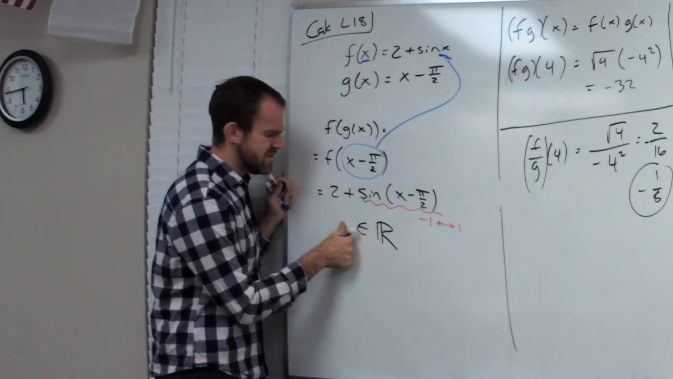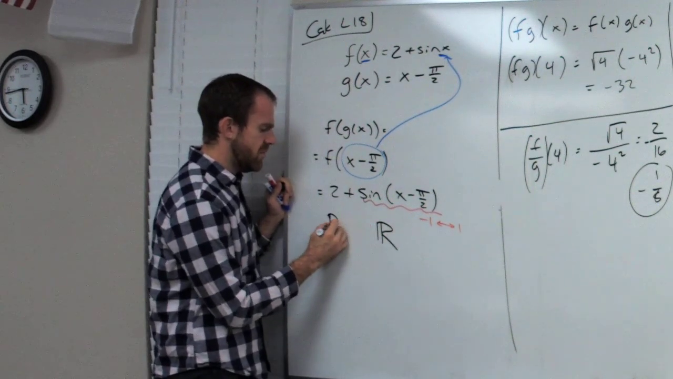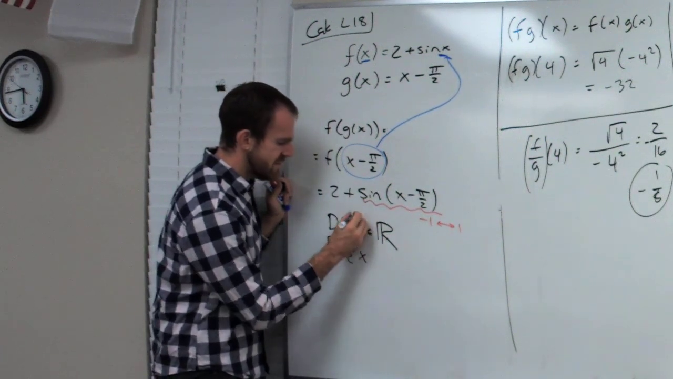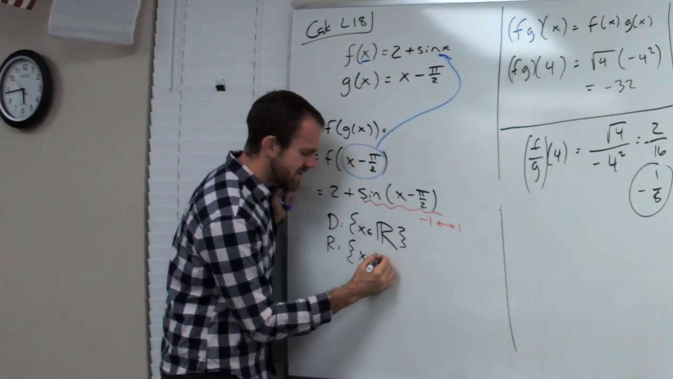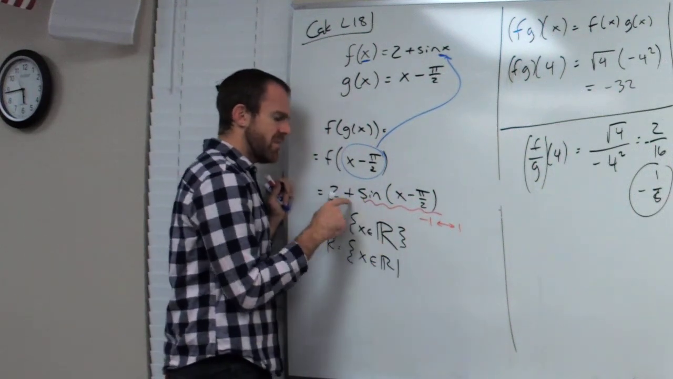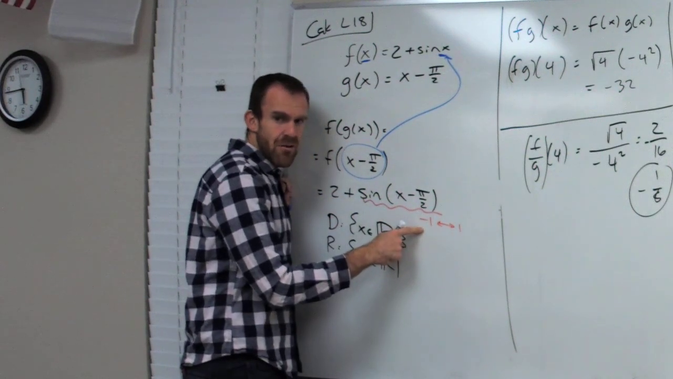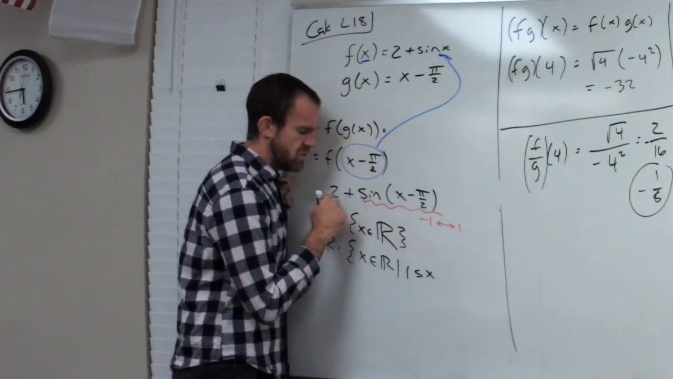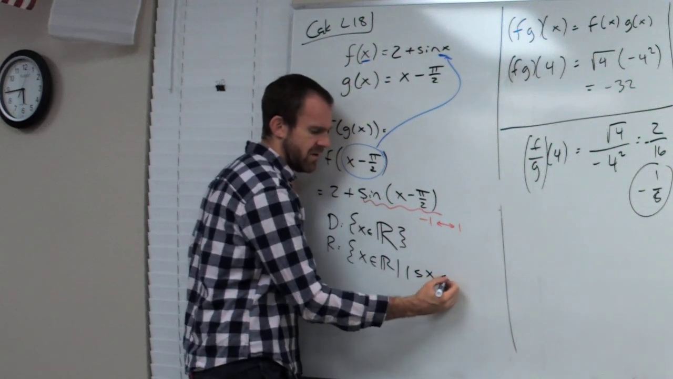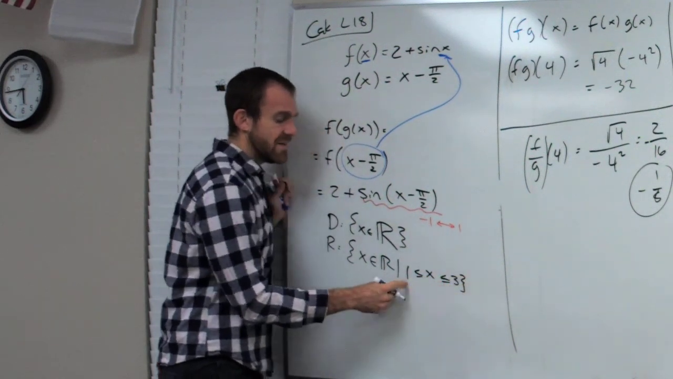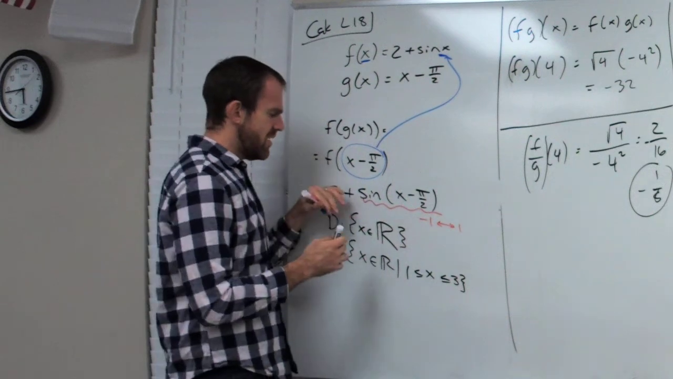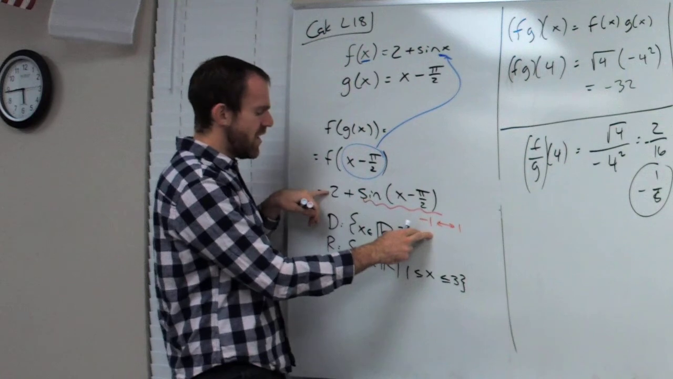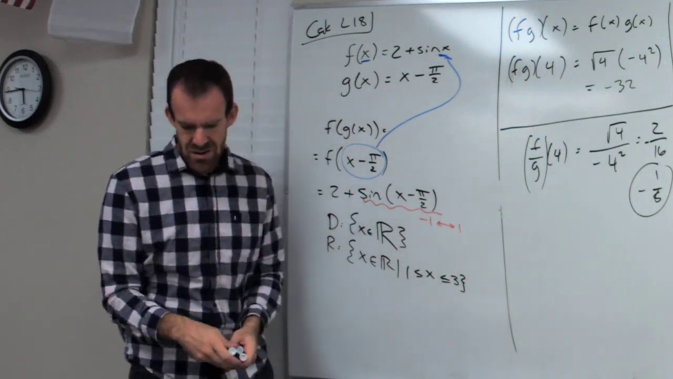Domain. X is in the real numbers. Range. Man, I'm getting sloppy today. Sorry, guys. The domain is x in the real numbers. And 2 plus -1 is 1. 2 plus 1 is 3. So the range is between 1 and 3 because if we just had sine of something, we would get numbers out -1 to 1. If I add 2 to that, I get 1 to 3.